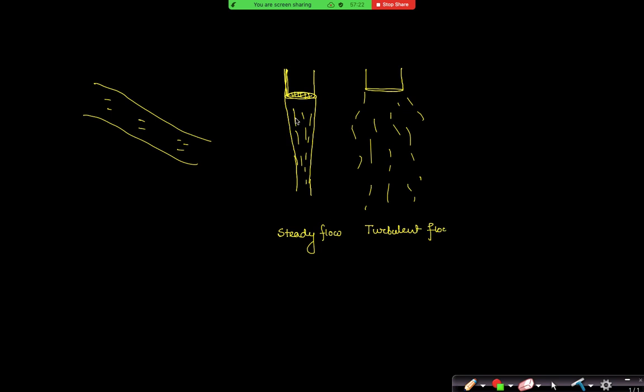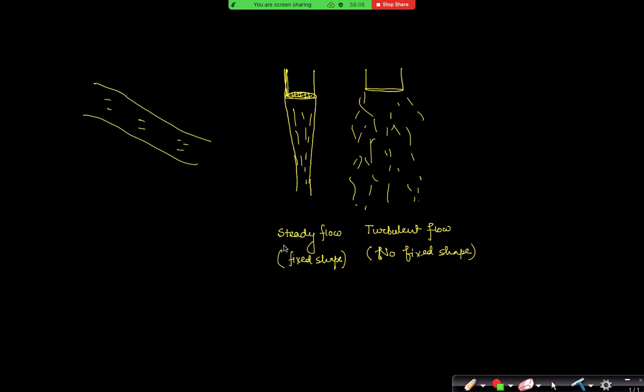Steady and turbulent, by the name only you can understand. Steady means the shape of this water will not change. If the speed remains same, you will not find any change in the shape of this water column. But here the water column is not only this one. After some time you will find this water flowing in some other way, some other trajectory, right? So in turbulent flow, there is no fixed shape. And in steady flow, the water is flowing in a fixed shape, right?